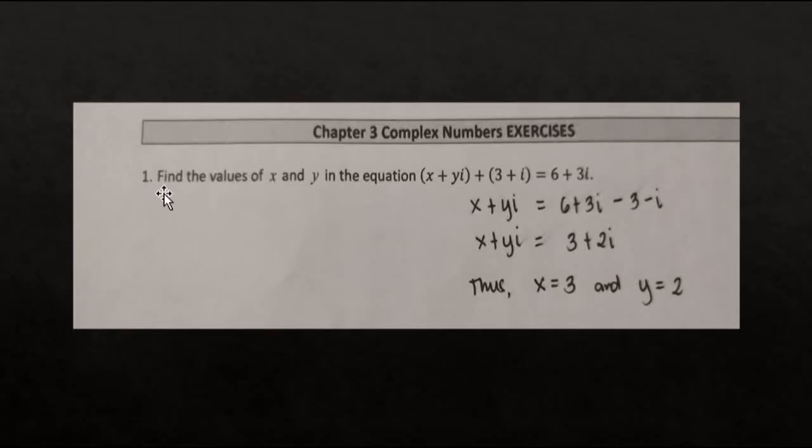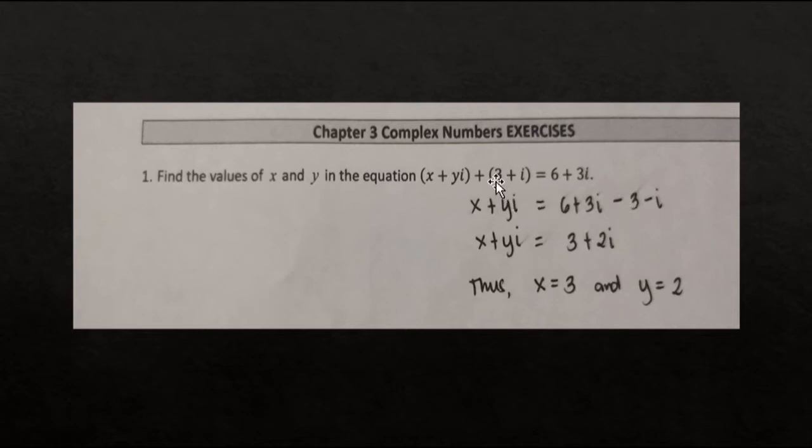Okay, number 1. Find the values of x and y in the equation x plus yi plus 3 plus i is equal to 6 plus 3i. So, ang atoang pagkuha sa x and y values in this equation, so this is in the standard form, di ba? x plus yi. So, ang atoang isa ka term diri, 3 plus i, pwede na nato siya ibalhin sa pikas sa tabok sa equation.